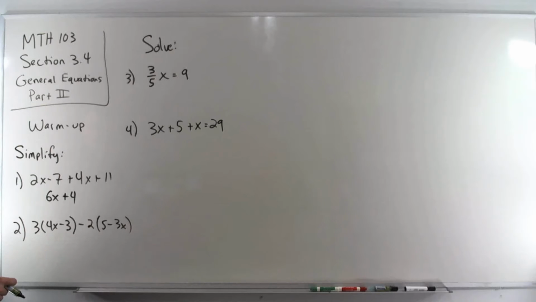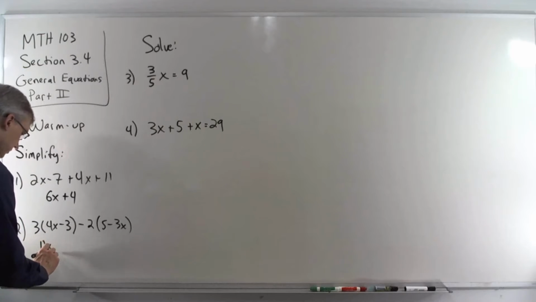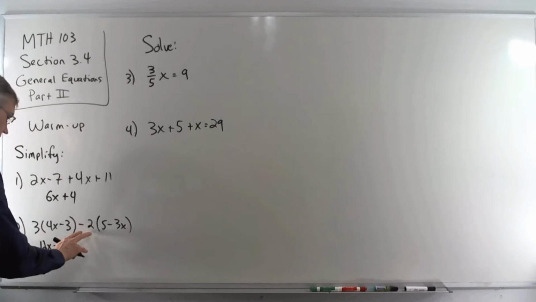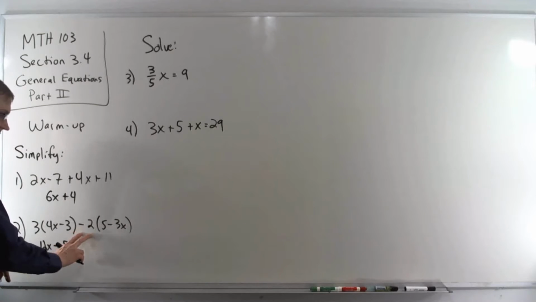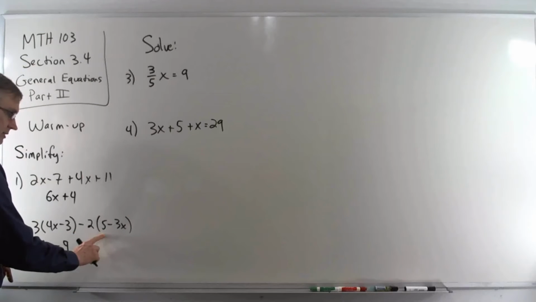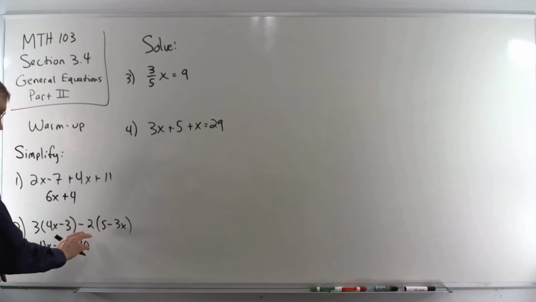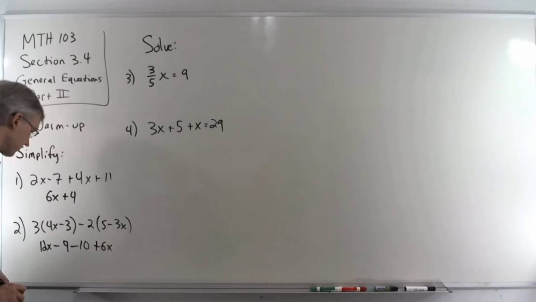Next up, we're going to simplify this expression. We've got some parentheses here, so we want to clear away those parentheses by distributing. 3 times 4 is 12, so we get 12x. 3 times -3 is -9. Now we're going to distribute -2 in. Remember that distributing a negative in changes the sign of all the terms inside the parentheses. So this positive is going to turn negative, so we get -10. And then -2 times -3 is +6, so plus 6x.